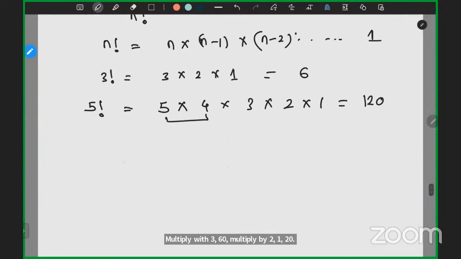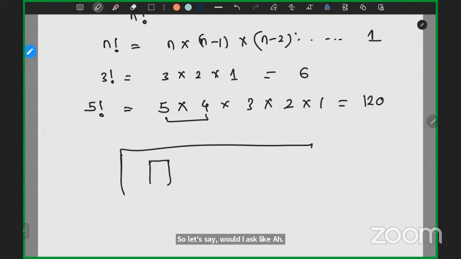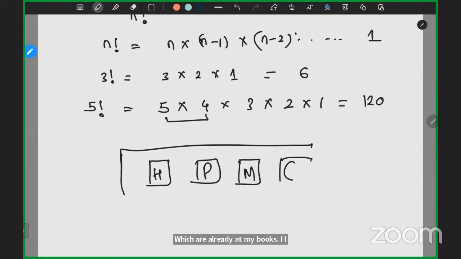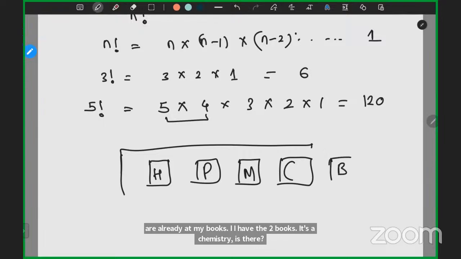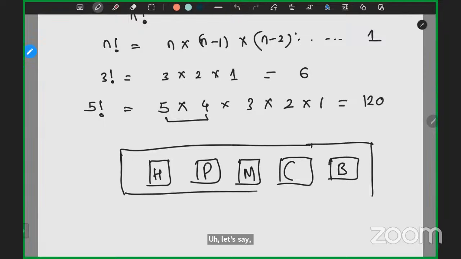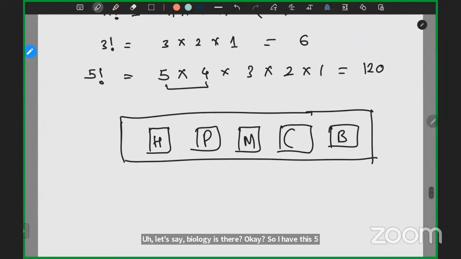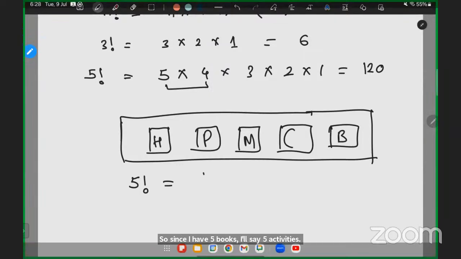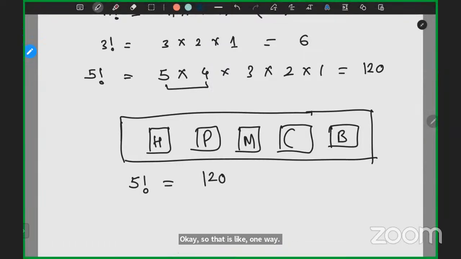Let's say I would have asked to arrange 5 books. Let's say history, physics, math, which were earlier my books, and 2 more books: chemistry and biology. So I have these 5 distinct books, and I want to arrange them in a bookshelf. How many ways can I arrange them? Since I have 5 books, I'll say 5 factorial, which is 120. I can arrange them 120 ways.